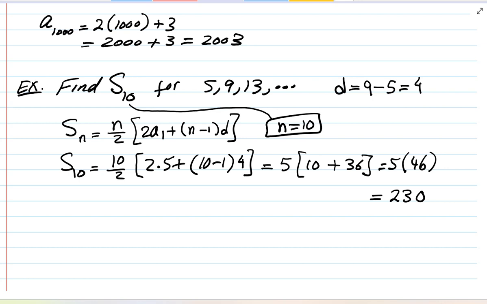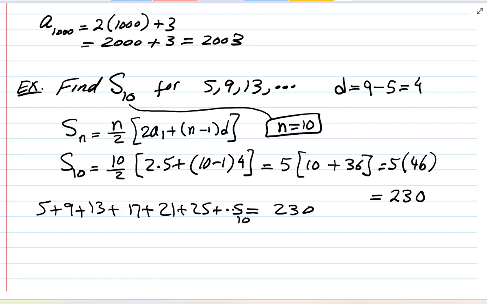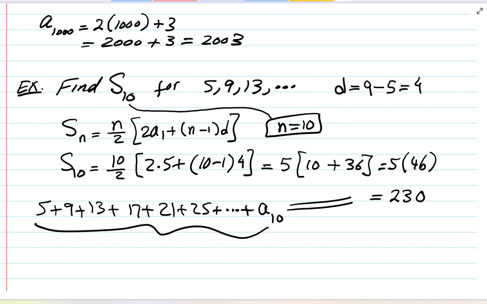Now notice we didn't write the first 10 terms. I didn't do this: 5 plus 9 plus 13 plus 17 plus 21 plus 25 plus like that. But if we did, that should be 230 all the way up to the 10th term, whatever that 10th term might be. Which we can find, by the way, not S sub 10, but A sub 10. You add these up, and it should equal 230.